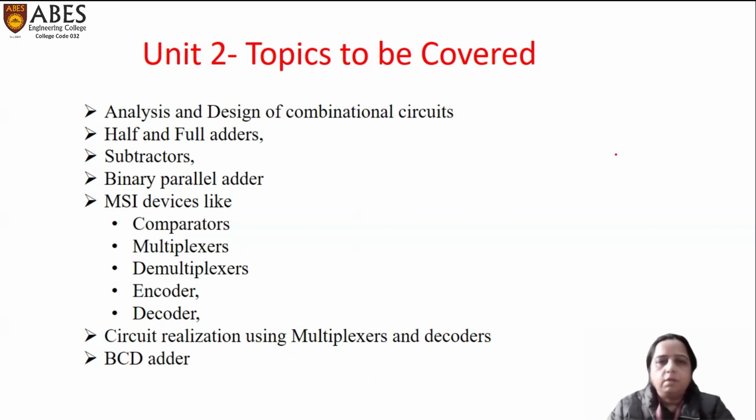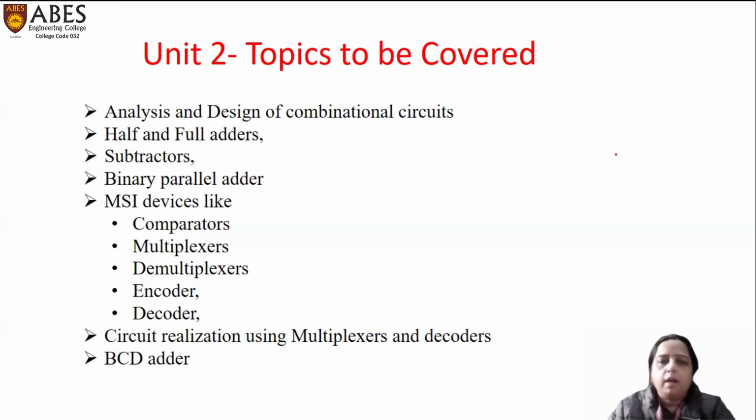Then we would be discussing subtractors, half subtractor and full subtractor. In half subtractor, we would be discussing how 2 bits can be subtracted, and at the output we will get difference and borrow. And in full subtractor, we would be having 3 bits at the input side and again difference and borrow at the output side. Then we have binary parallel adder.